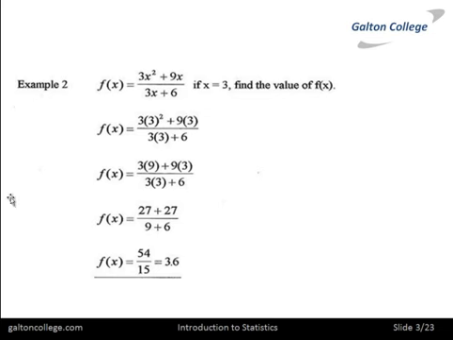Take this example. The function of x is equal to that. That looks a mess. We're told x is equal to 3, find the value. Put 3 in. x squared, 3 squared. 9x, 9 times 3. 3x, 3 times 3. Just multiply it all out, evaluate it, and it comes to 3.6. Straightforward. Nothing to worry us.